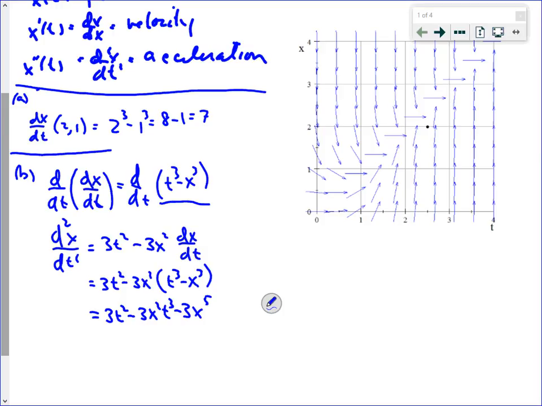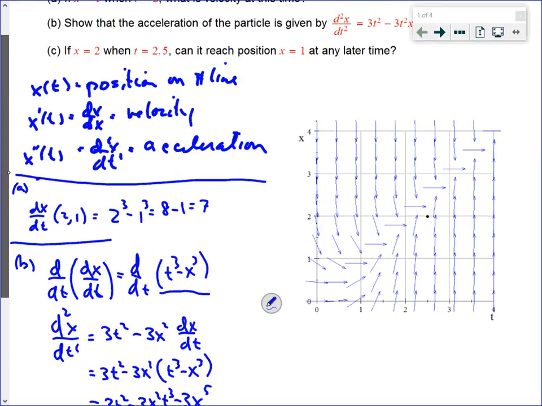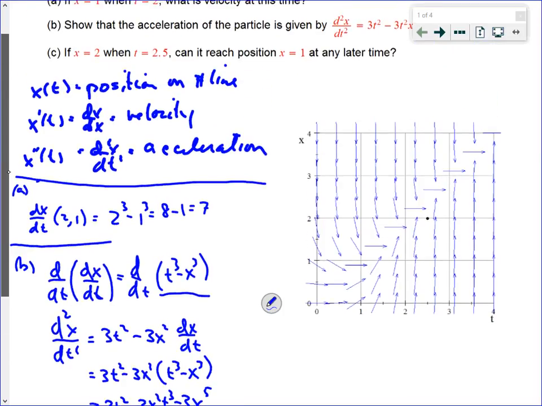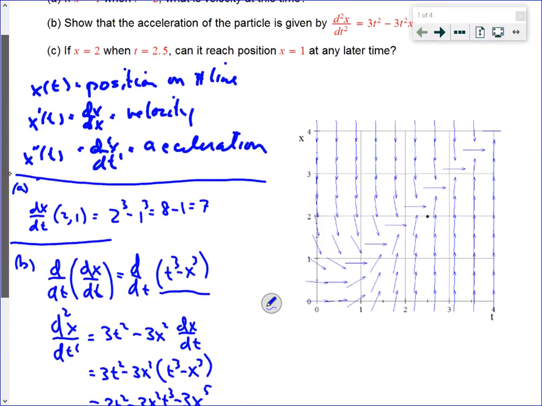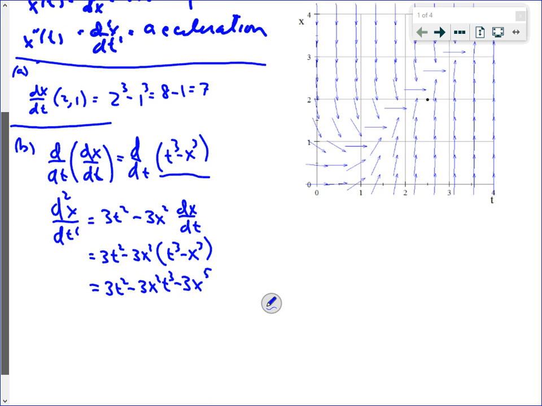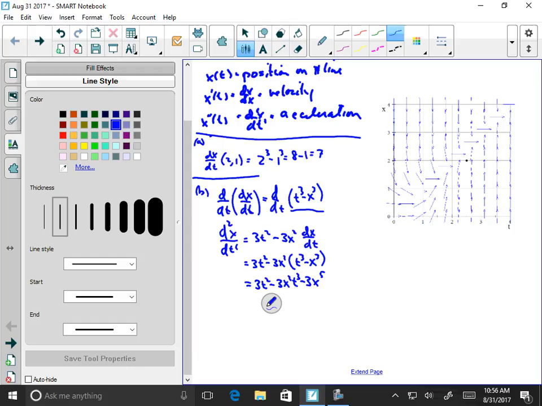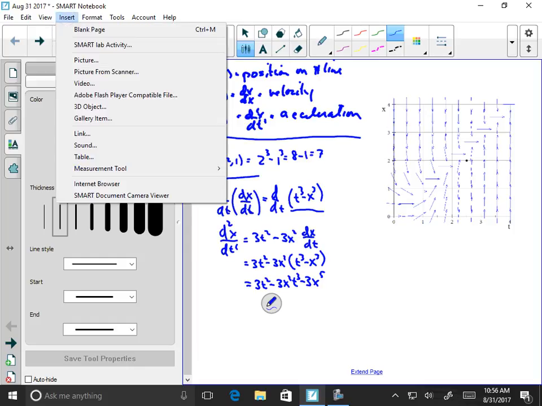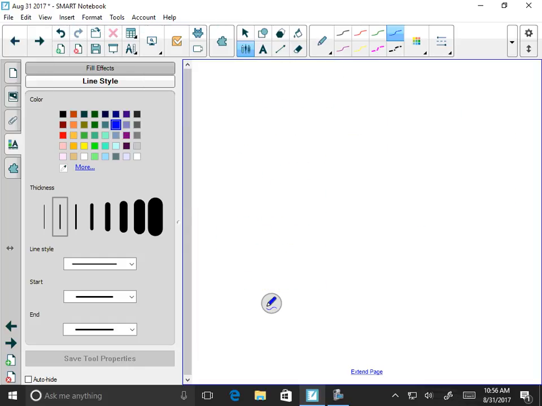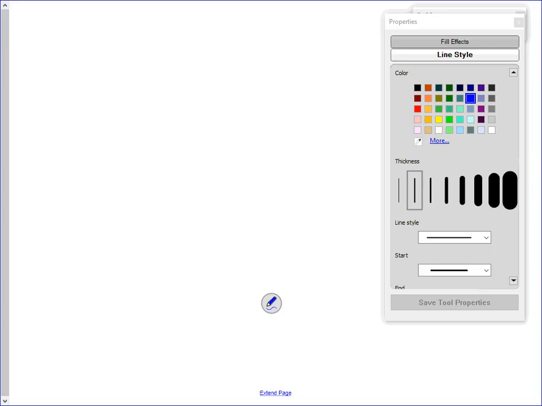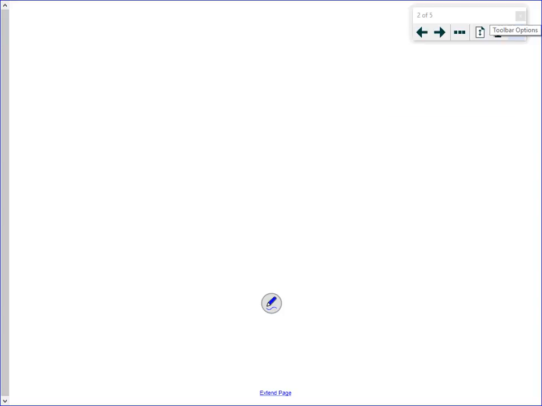Now, part C, I guess I probably need a new board here. So let me insert a blank page. Okay, so part C.